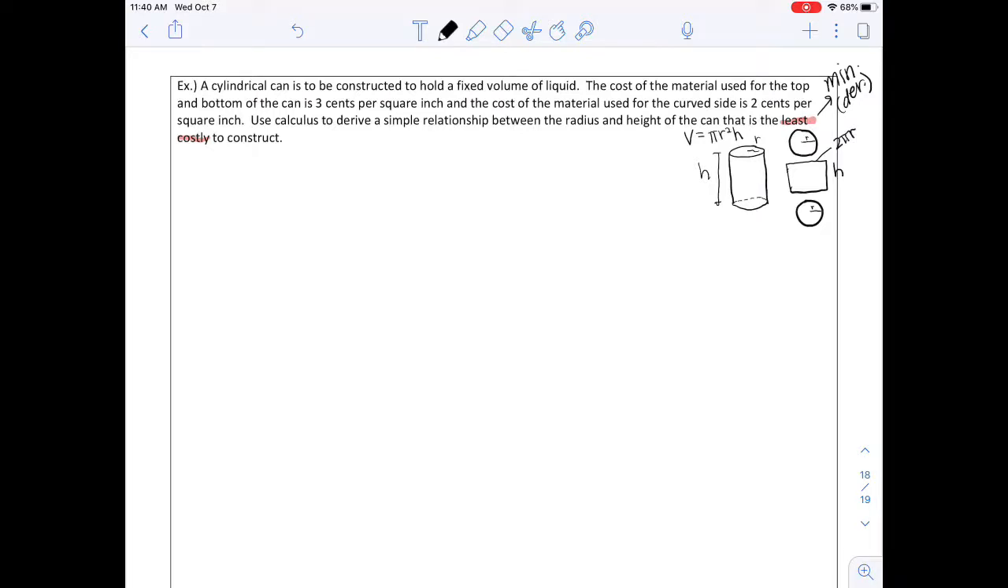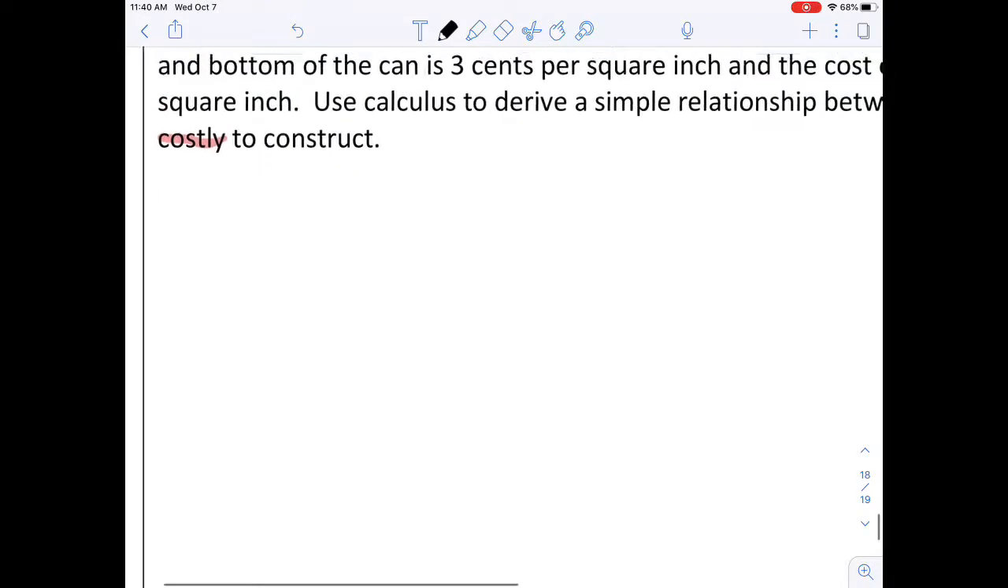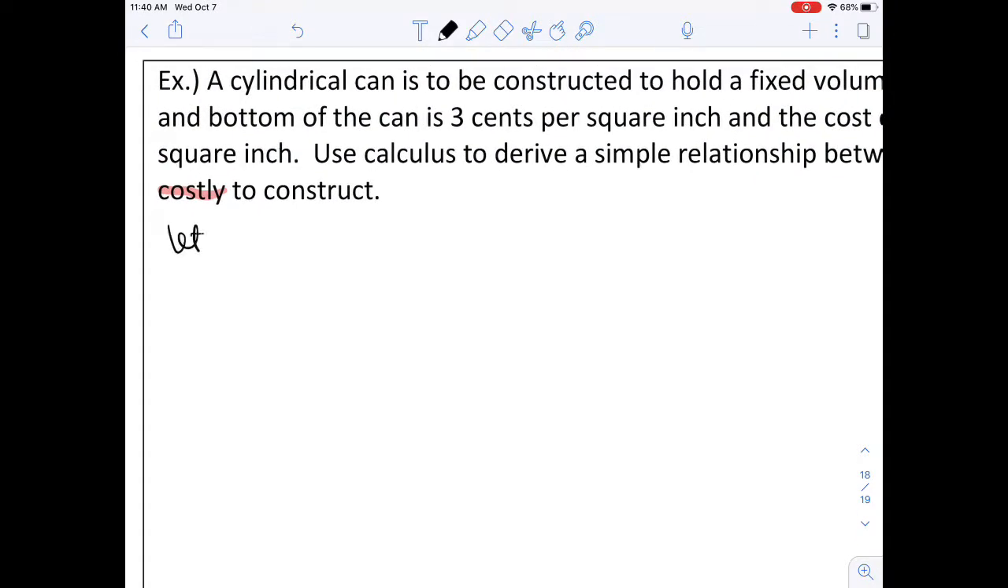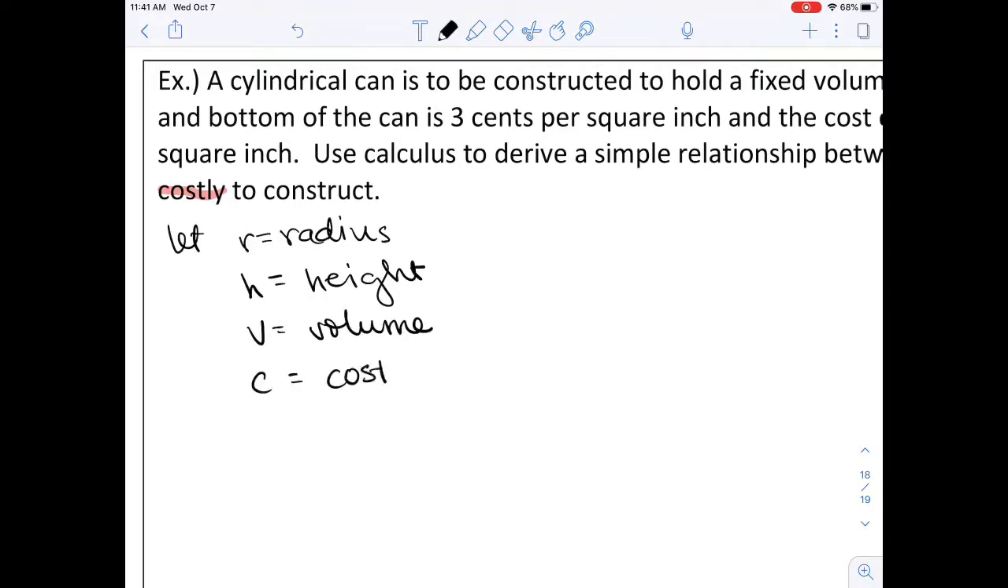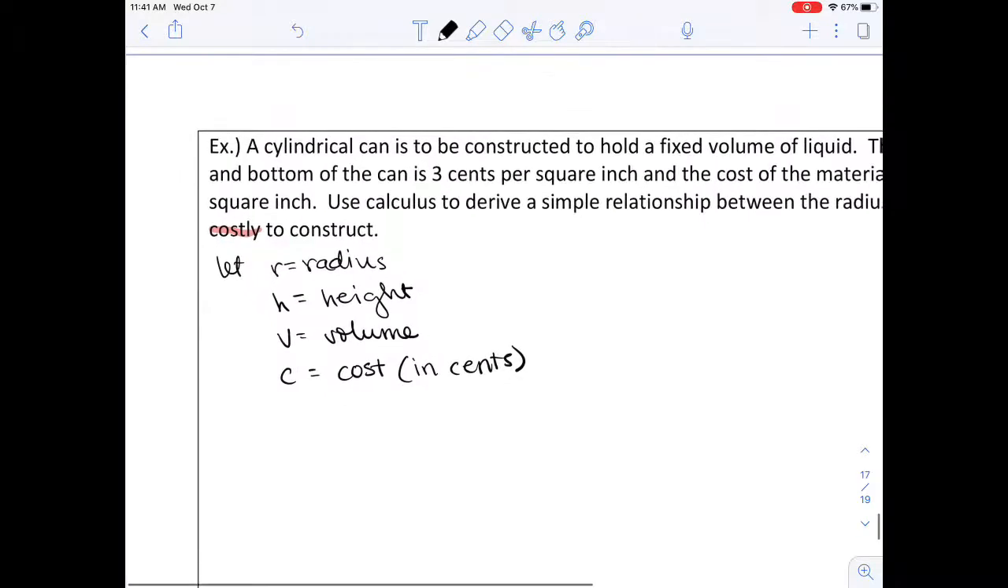And so let's go ahead and just define our variables. I'm going to zoom in over here. So we're going to let r equal the radius. We're going to let h equal the height. V is the volume. And we're going to call C the cost. And we're going to say this is in cents, since that was the units that they were giving us in this problem.